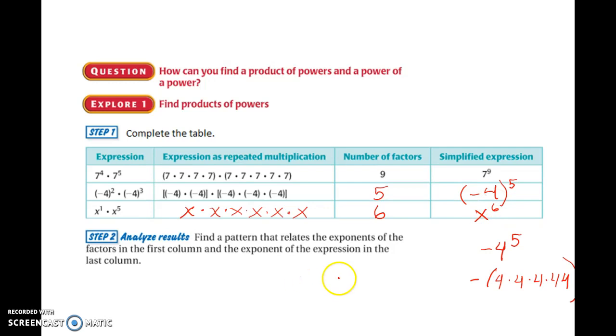Now, part 2 is really important. It says find a pattern. I hope that you notice that what we're doing is really we're adding the exponents to get our number of factors, and that turns into our new exponent. 4 and 5 made 9, and it was 7 to the 9th power. 2 and 3 are 5, and that was negative 4 to the 5th power, and 1 and 5 are added together to get 6, and that was x to the 6th power.